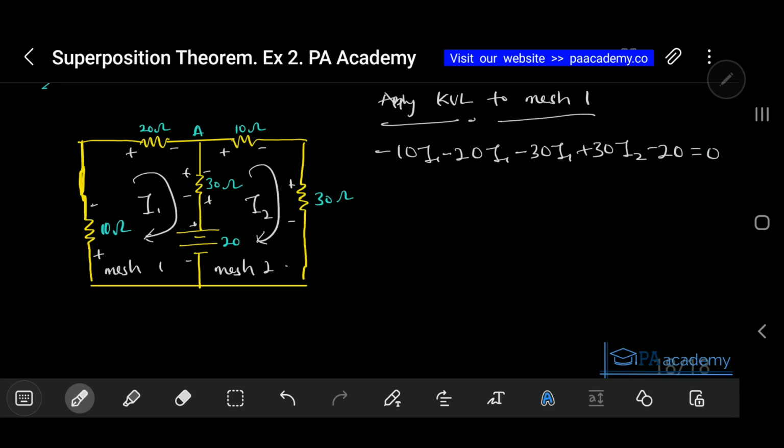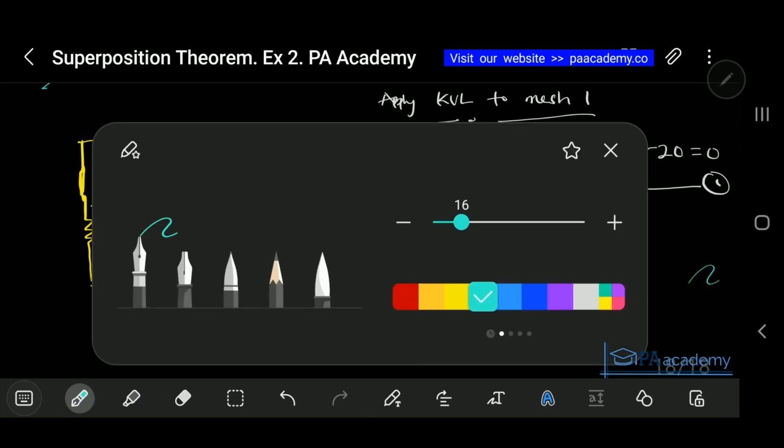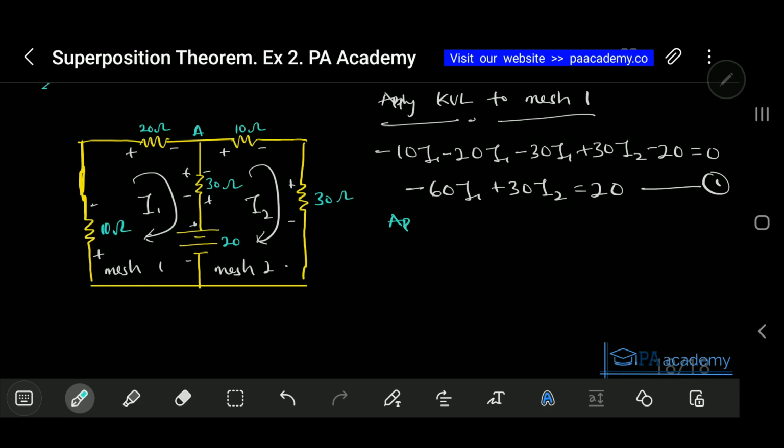Okay, so if you tidy this up, we have minus 10 I1, minus 20 I1, minus 30 I1. If you add those three up, we get minus 60 I1. Then I2, that will be plus 30 I2 equals 20. So let's note this as our equation 1. Okay, so now let's apply KVL to mesh 2. Are we good?